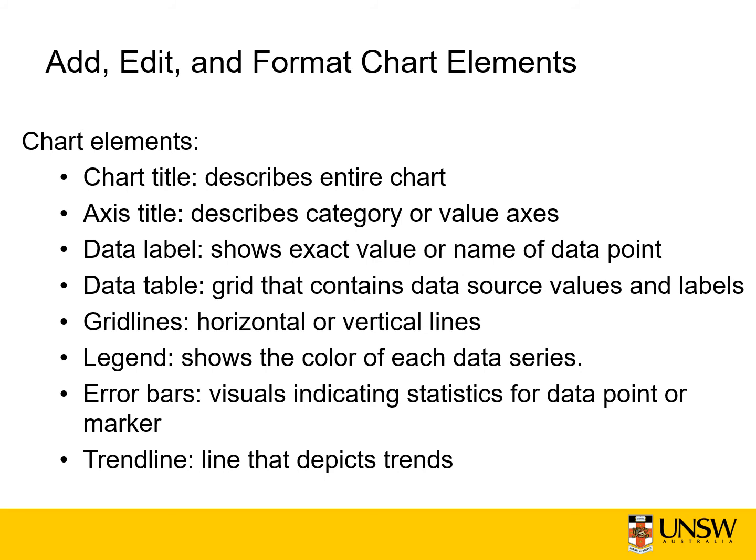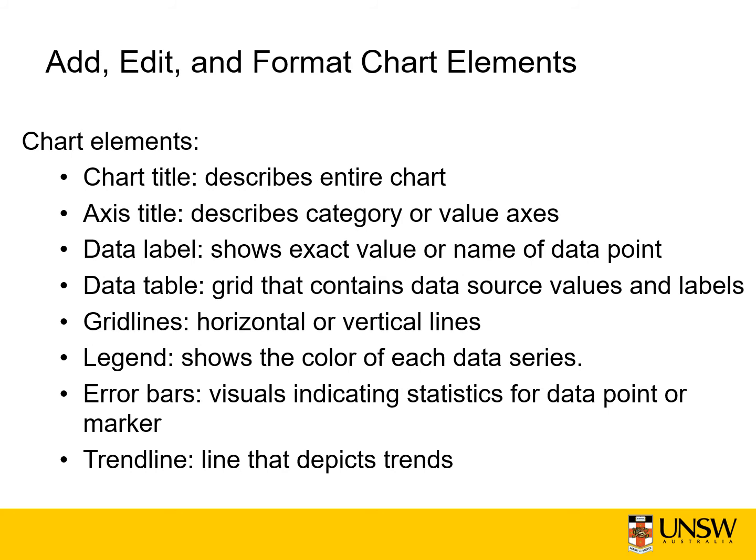Chart title describes the entire chart and reflects the purpose of the chart. Axis title is a label that describes the values of each axis. Data label shows the exact value or name of a data point. Data table is a grid that shows the data source of the chart. Grid lines are horizontal or vertical lines that display in the plot area. They are designed to help people identify the values plotted by the visual elements.